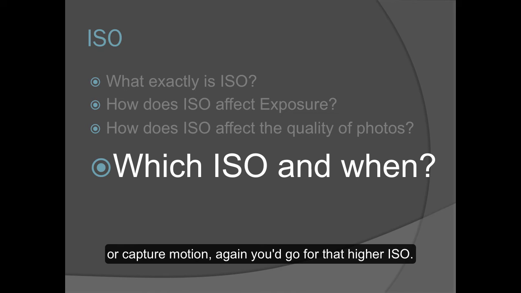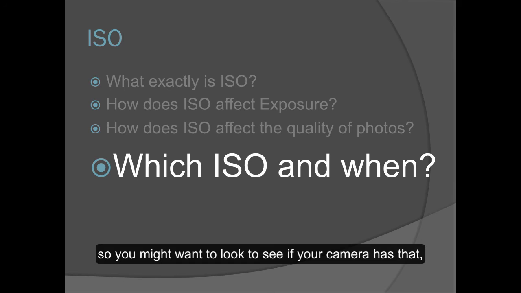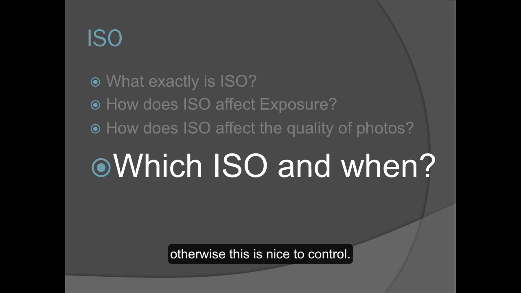A lot of cameras have an auto ISO where the camera will adjust the ISO as the lighting levels change. So you might want to look to see if your camera has that, although it's nice to control it yourself.